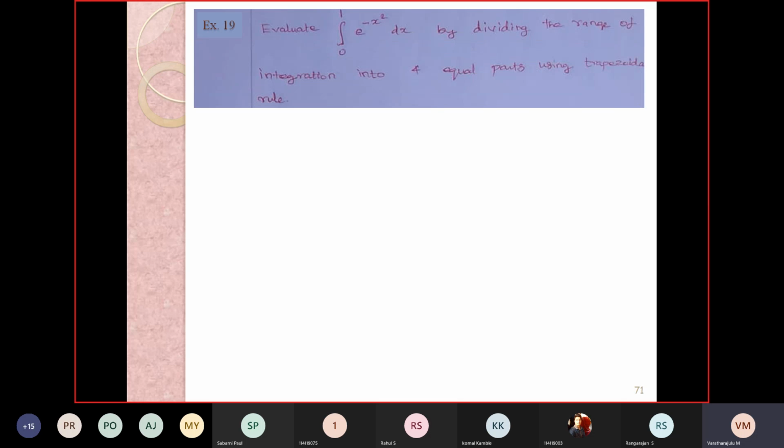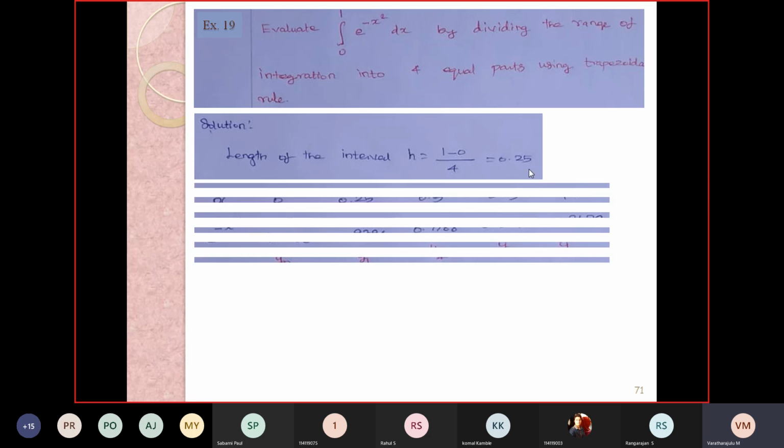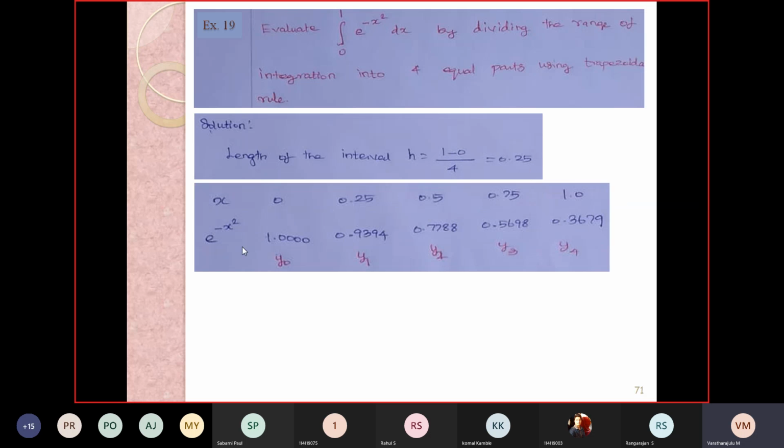And see, this is problem 19: integral over 0 to 1 of e power minus x square. Here the limit is 0 to 1. Therefore, here I am willing to do it with 4 equal parts. The interval is 1 minus 0 divided by 4, that becomes 0.25. And by applying various values with e power minus x square, you'll get y0, y1, y2, y3 and y4, with y0 as 1 and so on.